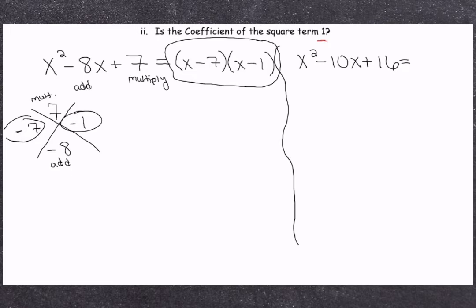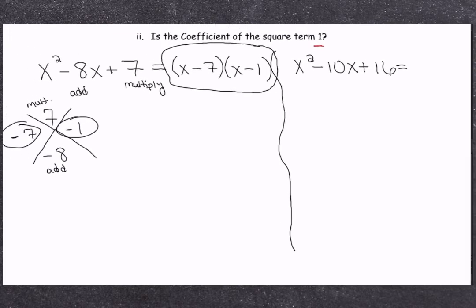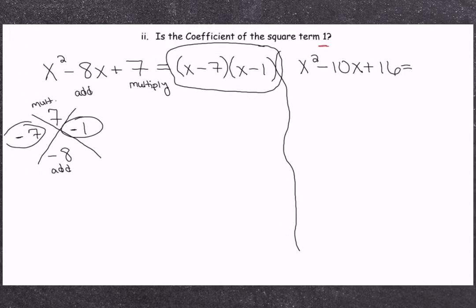Let's look at the next one. So this problem, I have 3 terms. There's 1 in the front, so I can do 2 sets of parentheses, right? An x in each one, because that is the variable that's being used in the polynomial. Now I have to figure out, what numbers do I multiply to get 16, but when I add, I get -10. Multiply to get +16, but when I add, I get -10.